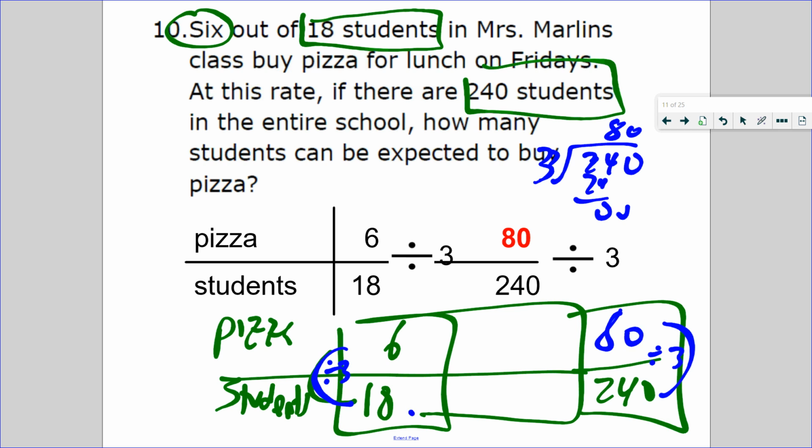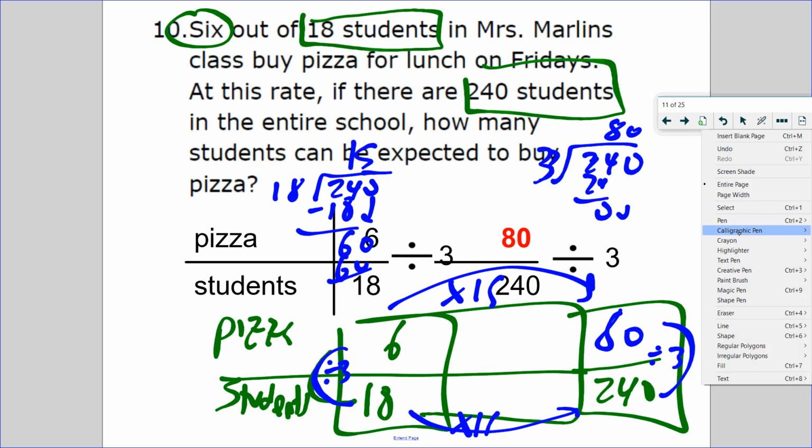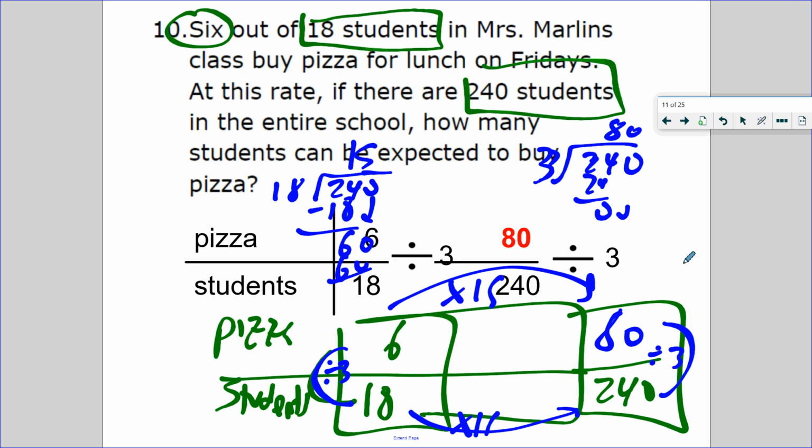Some people figure out what do I need to multiply 18 by to get 240. So how many 18s go into 240? 18 goes into 24 one time. Remainder 6, bring down 0. I think it's 5 times. So the relationship is times 15. So 6 times 15 is 90. There's so many different possibilities.